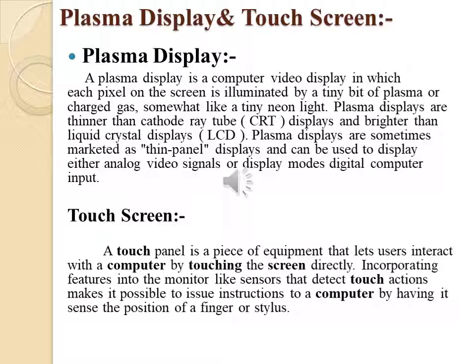Next, plasma display and touchscreen. A plasma display is a computer video display in which each pixel on the screen is illuminated by a tiny bit of plasma or charged gas, somewhat like a tiny neon light. Plasma displays are thinner than cathode ray tube displays and brighter than LCD. Plasma displays are sometimes marketed as thin panel displays and can be used to display either analog video signals or digital computer input display modes. Touch screen.